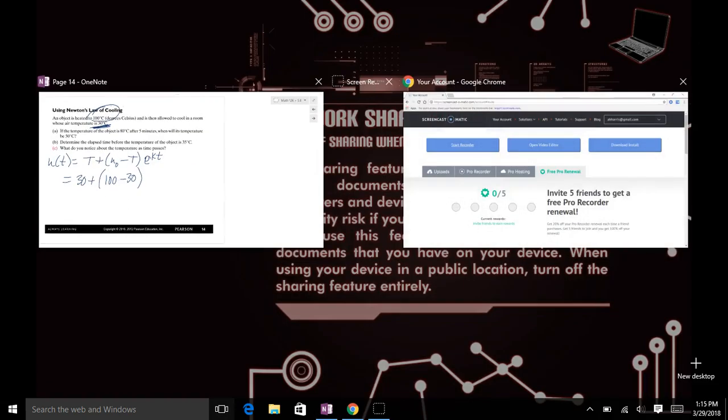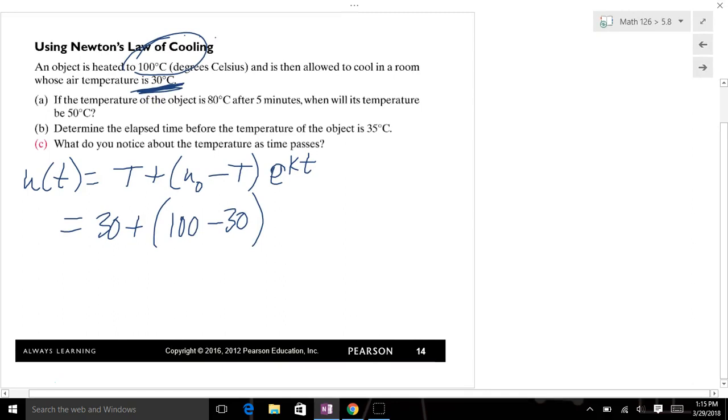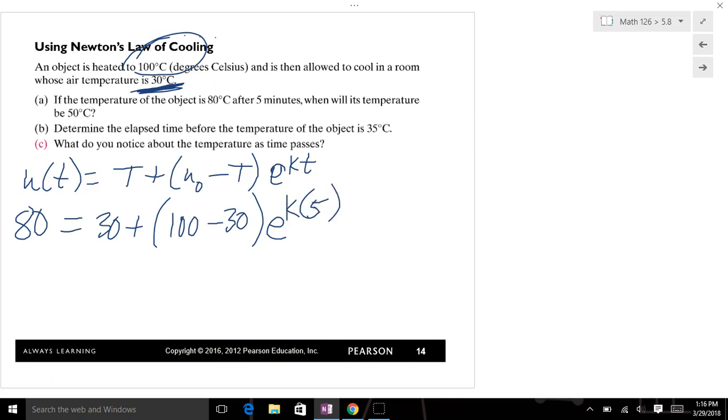Now let's go to part A. If the temperature of the object is 80 degrees after 5 minutes, so it ends up being 80 degrees after 5 minutes, 5 minutes is your time there. What's our K constant? And then we'll finally solve when will its temperature be 50 degrees.